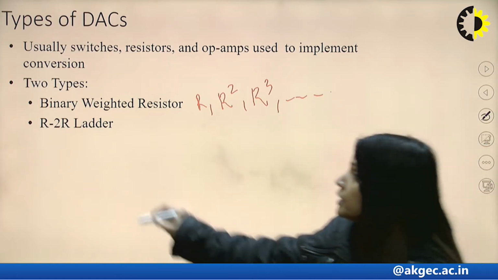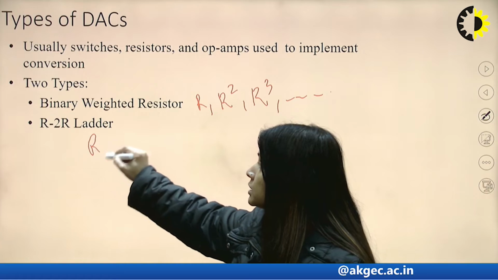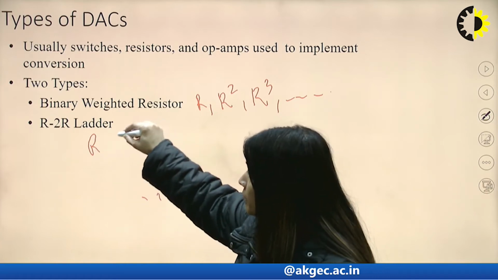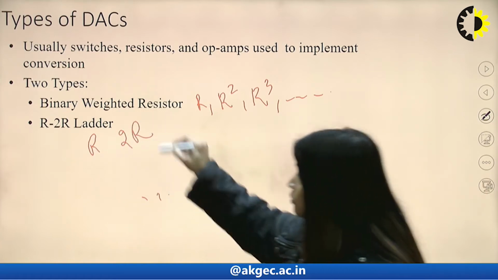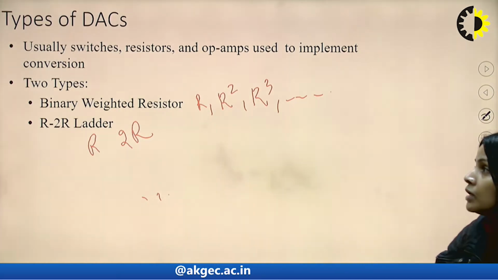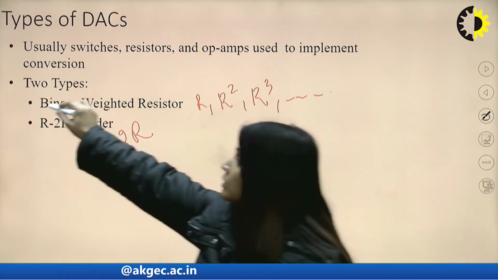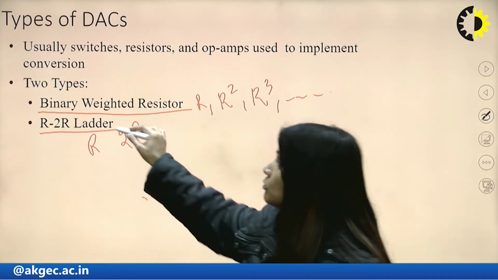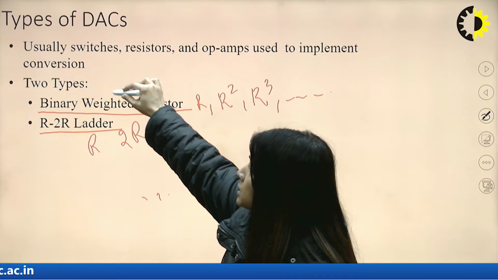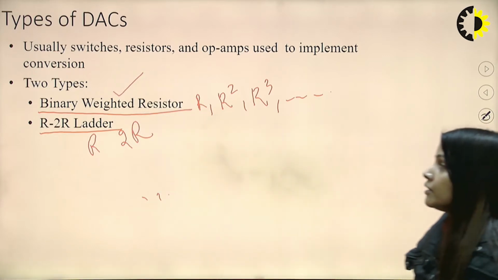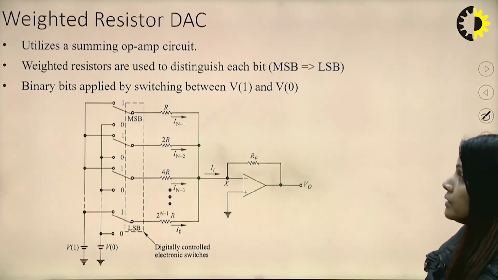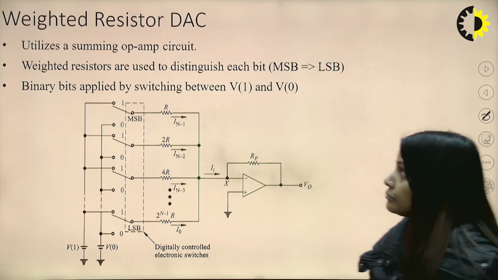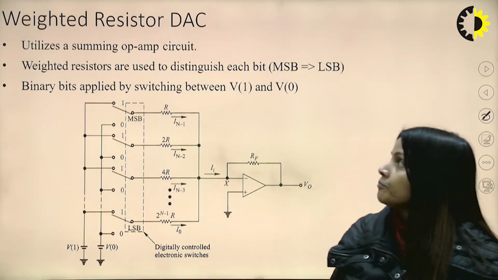But in this we will take only two types of resistances. First is R, and the second one will be 2R. So this kind is known as binary weighted, and the second one is the R2R ladder. First we will discuss the binary weighted resistor, and then we will go to the R2R ladder. So now the weighted resistor DAC.